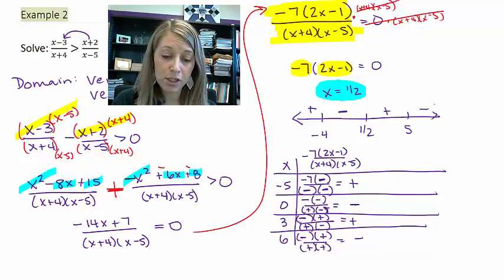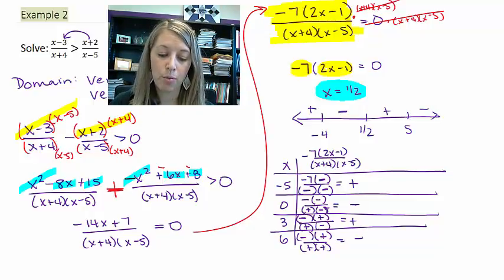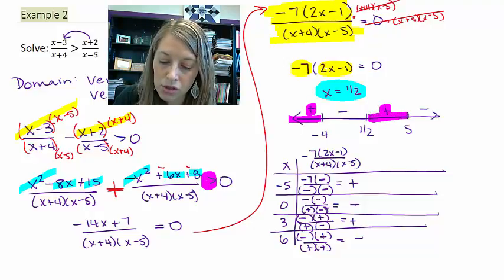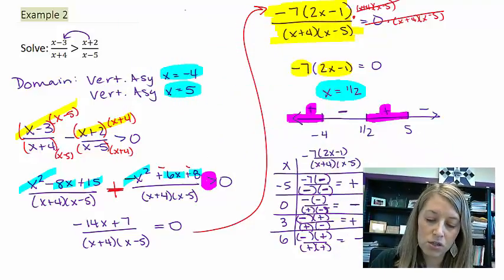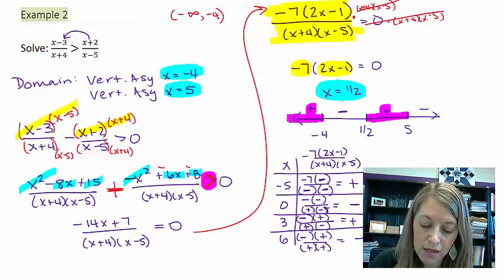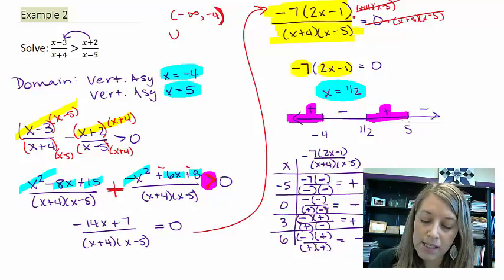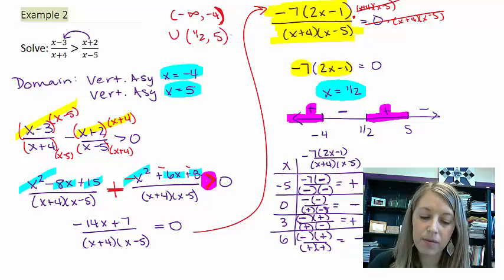Okay, so we're pretty much finished. All we need to do now is select our appropriate answer. This one is greater than 0, so I'm looking for where I have my positives. So my two answers are these two intervals here. My first interval is from negative infinity up to negative 4. This is just greater than 0, so I do not include it. And then my second interval was 1/2 to 5.